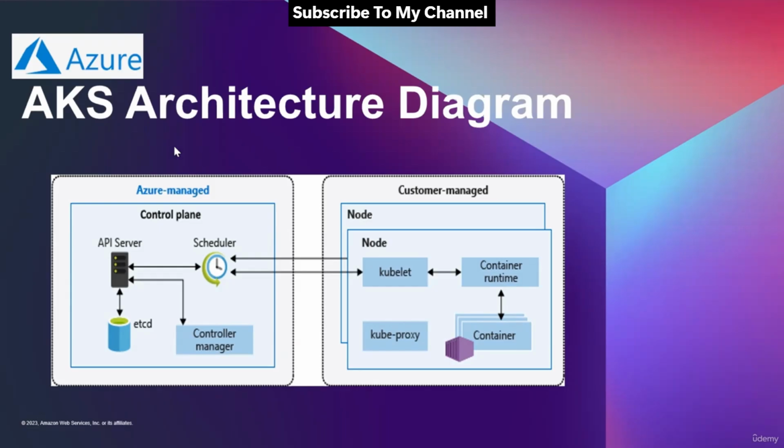In the earlier lecture, we saw the AKS architecture diagram and how the flow is happening. You have master nodes and worker nodes, and how they communicate. We talked about etcd, the scheduler, and the API server. So here, we are going to see how the flow is happening.